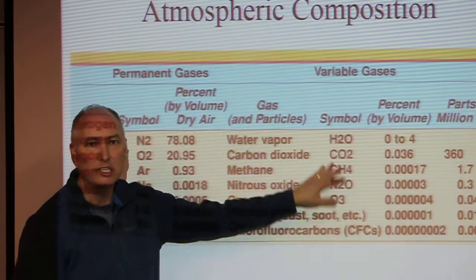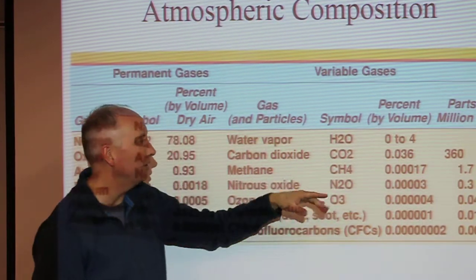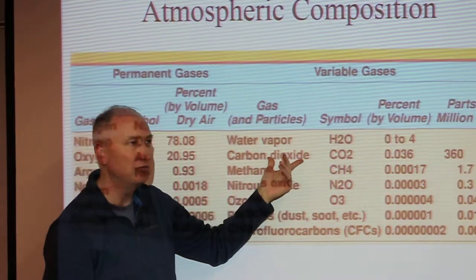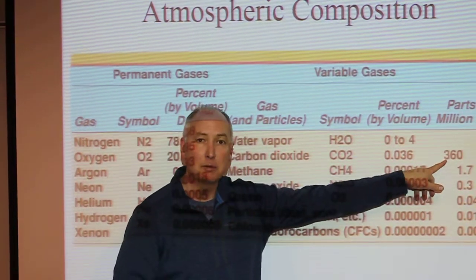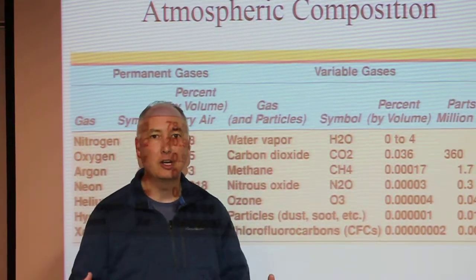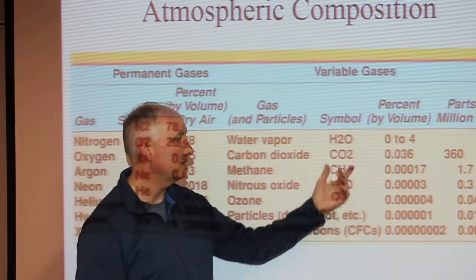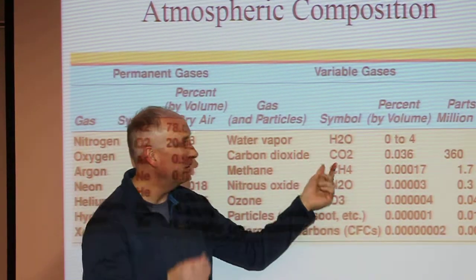Among the variable gases, the dominant one is water vapor, which can make up from 0 to 4% of the atmosphere. The next most abundant variable gas is carbon dioxide, which makes up 360 parts per million. What that means is that if you have 1,000,000 air molecules, only 360 of them will be carbon dioxide. So it's not very abundant.